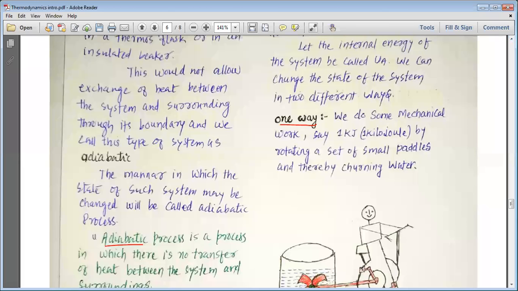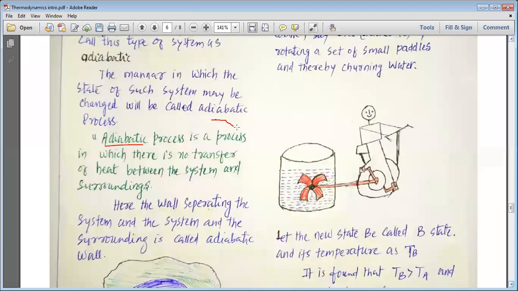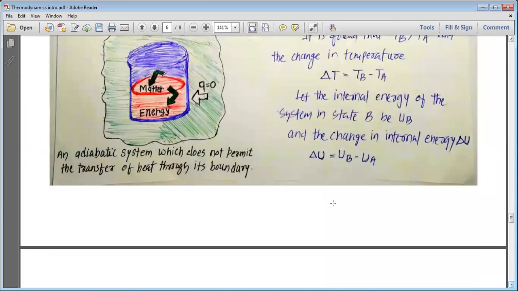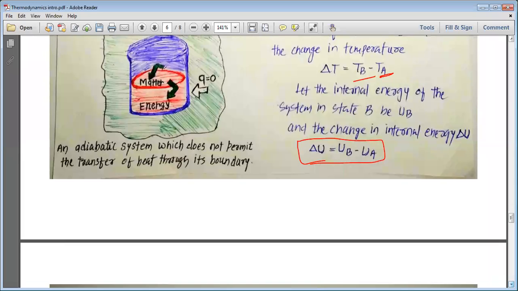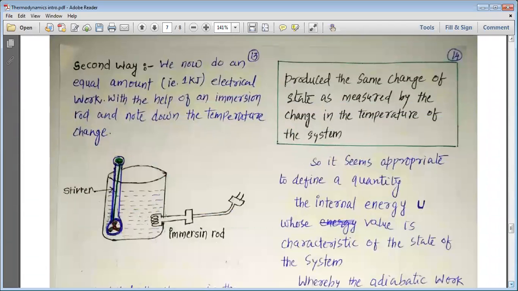The first way of doing work is this. We take water inside an adiabatic container, and in this adiabatic container, my dear students, we put an arrangement of moving paddles. So we paddle so that this fan moves, and thus the internal energy of the system changes. If the initial internal energy of the system is UA and the final internal energy is UB, and UB is greater than UA, then we can write delta U is equal to UB minus UA. Here the initial temperature was TA, but by paddling we have changed the temperature to TB. And this is why the change in temperature is also delta T, that is TB minus TA.